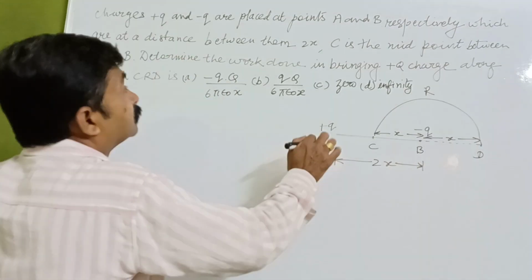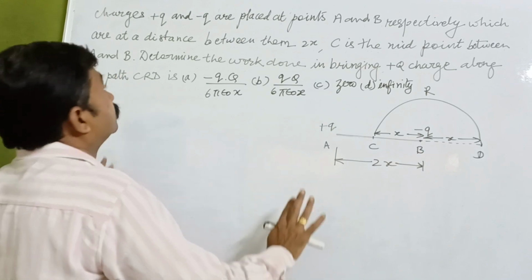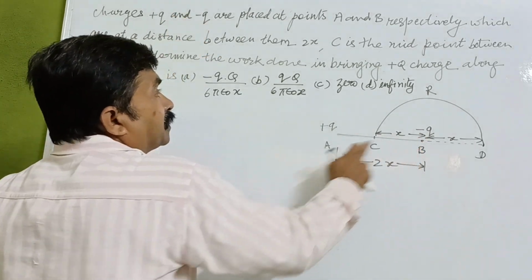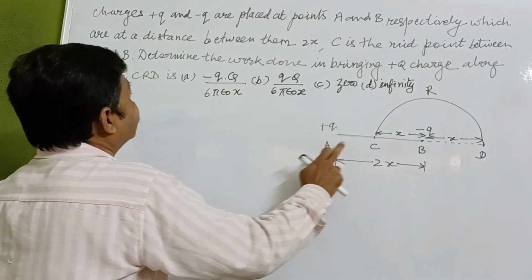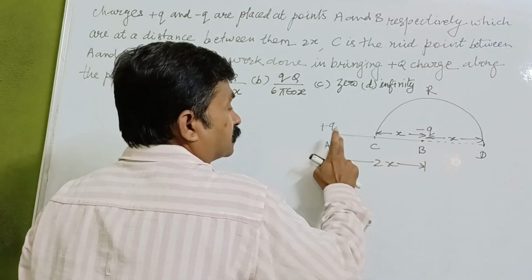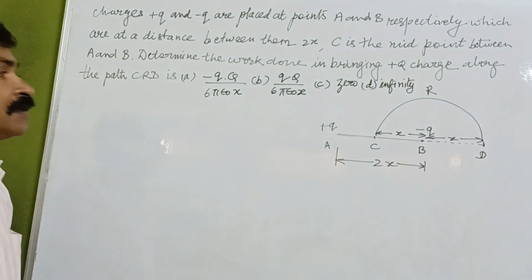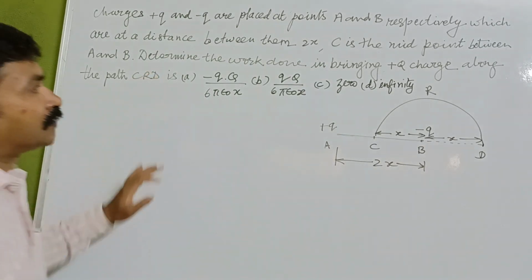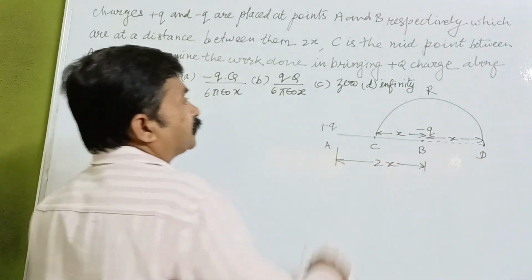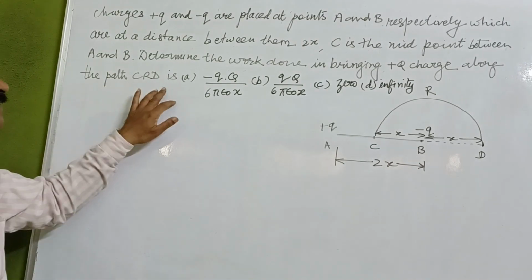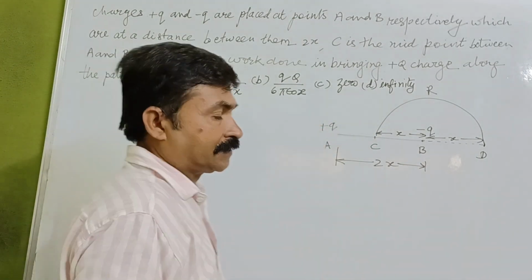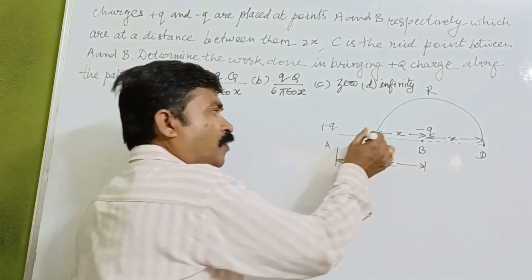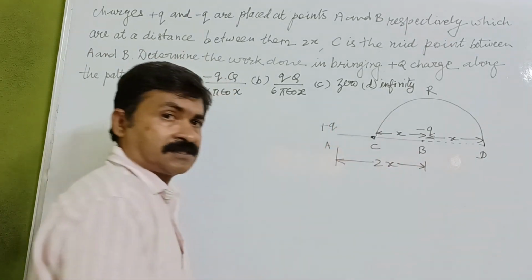So, the figure is given to us. The charges plus q and minus q are placed at points A and B respectively, and the distance between them is 2x, from A to B. Determine the work done in bringing a positive q charge along the path CRD given by this. Now if we go through this figure, this point C is at an equal distance.